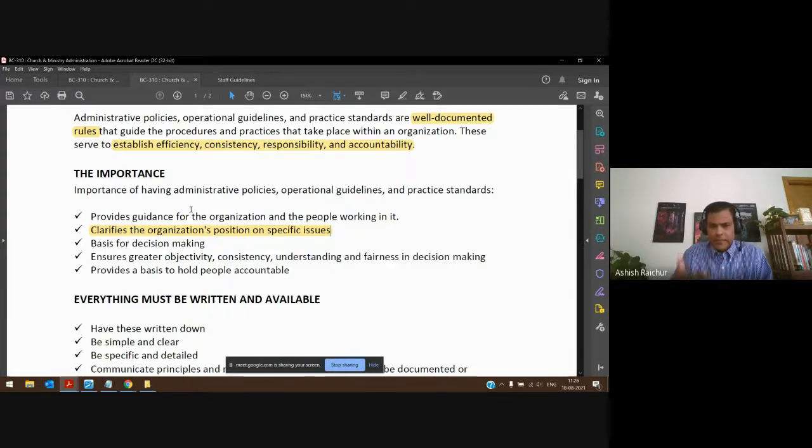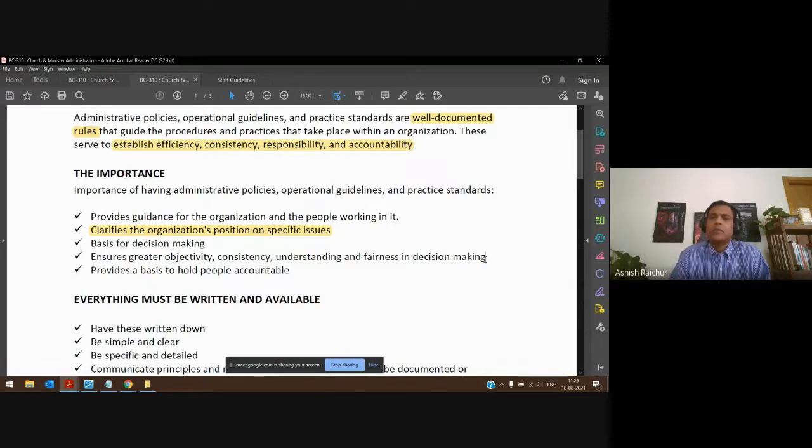sometimes these policies happen in response to things that you see happening with the organization, but you need to clarify where you stand. Then everybody understands, okay, this is how we're going to work in this situation. It becomes a basis for decision making, how everybody is going to make decisions. It also provides objectivity, consistency, understanding, and fairness.